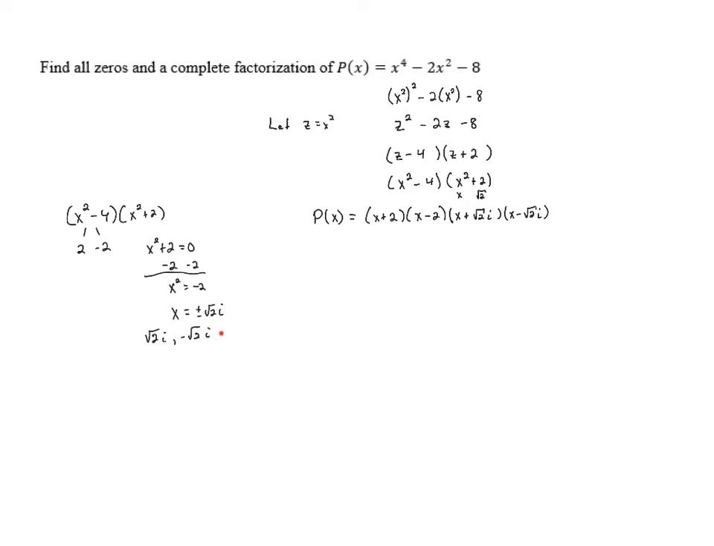And these zeros are the ones that correspond to these factors. Negative root 2i corresponds to the first one. Positive root 2i corresponds with the second one. And of course back here we've got negative 2 and 2 for our zeros. Because whenever we have a zero, that corresponds to the factor x minus that number. And so we can get this factorization either way. And this is our final answer.